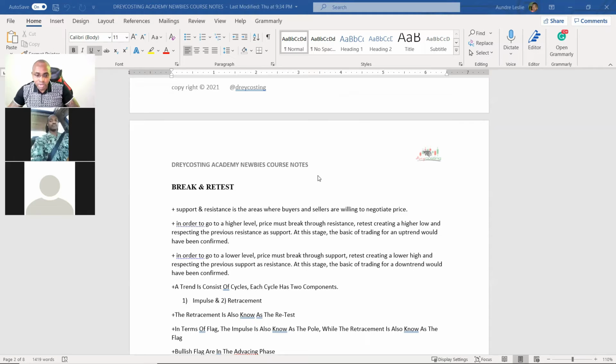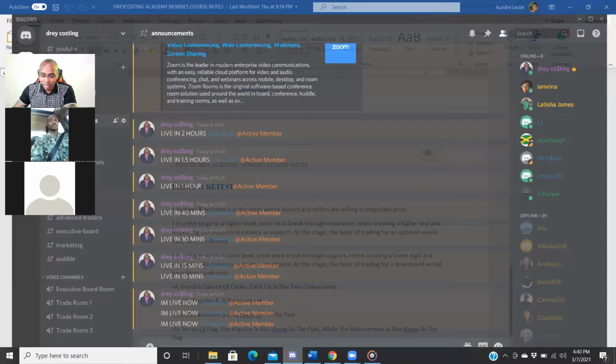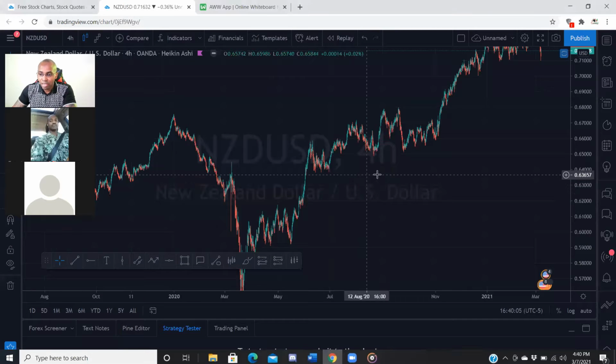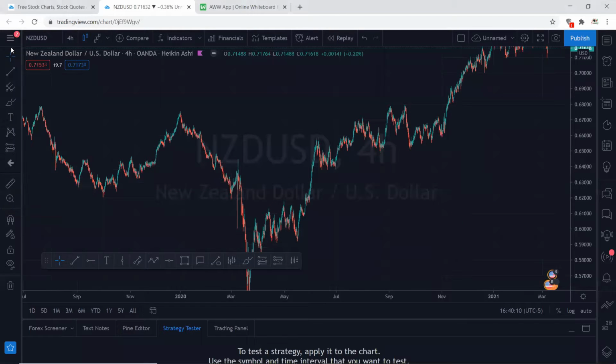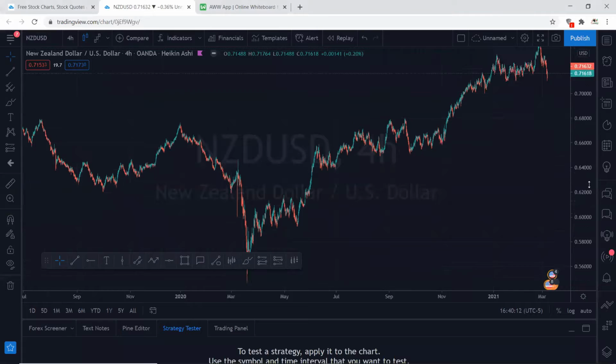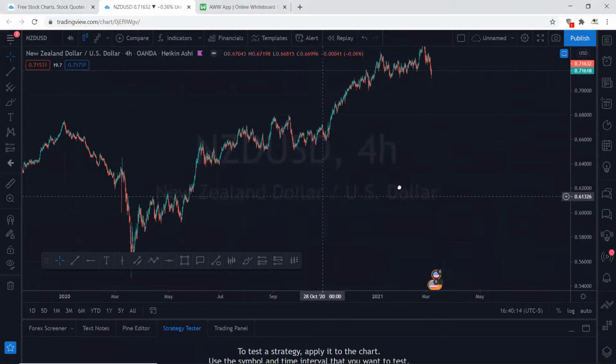All right. So break and retest, right? Support and resistance are areas where buyers and sellers are willing to negotiate prices. You have learned so far in our course about key resistance and key support.